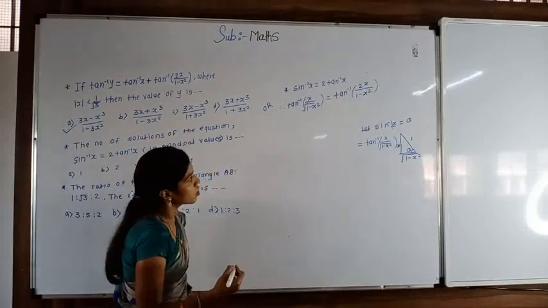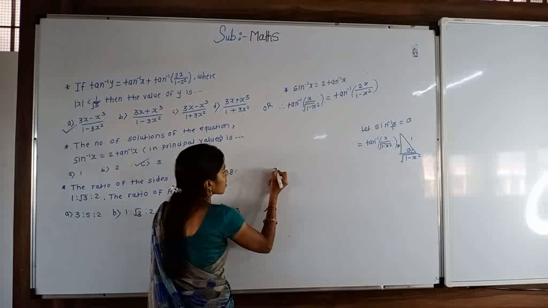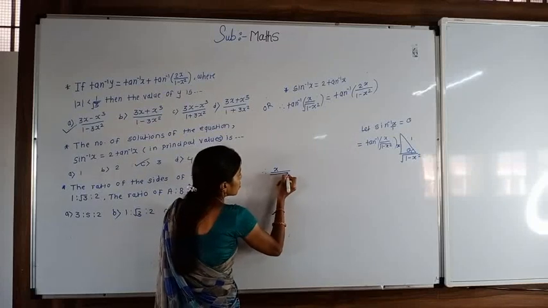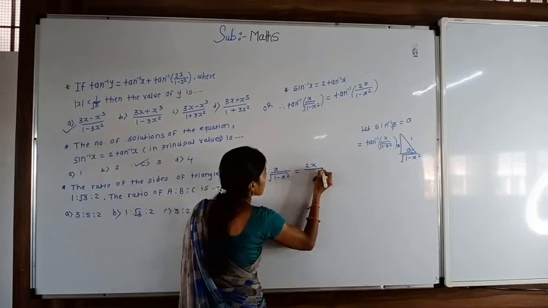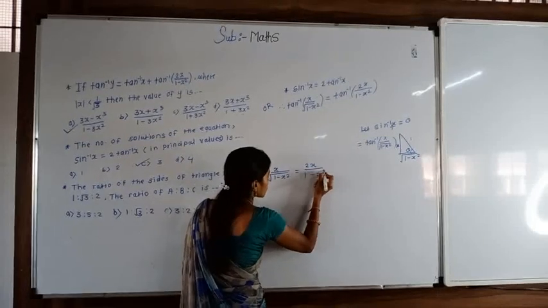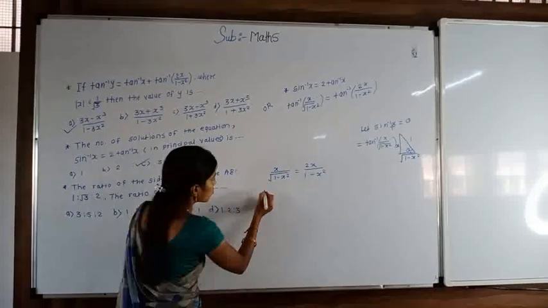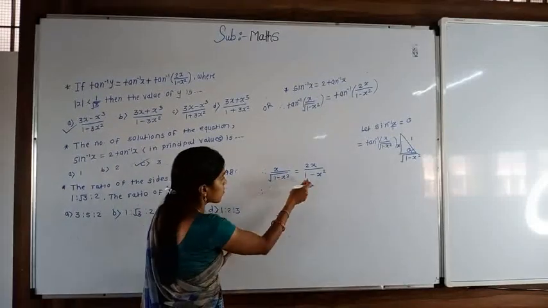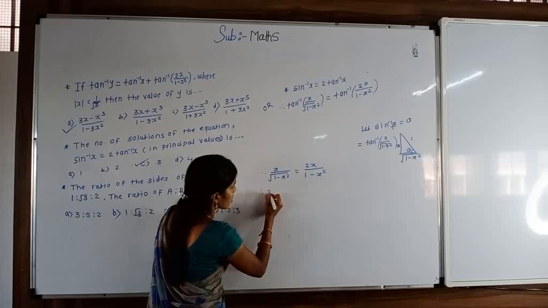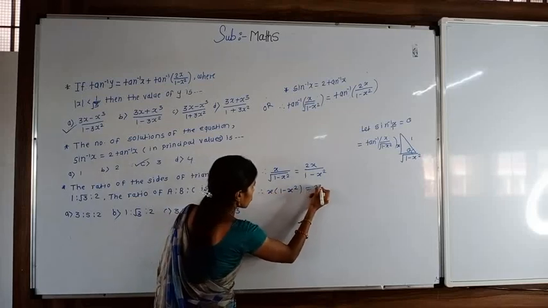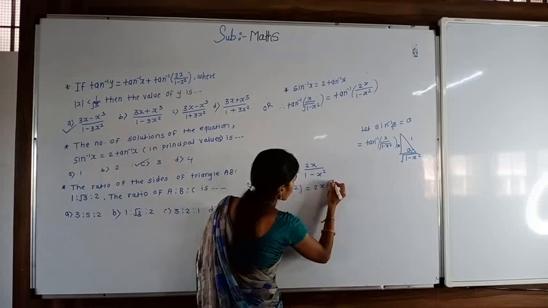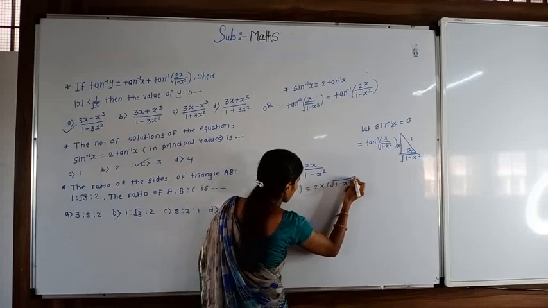Okay. Now first we equate both sides. We can write x divided by root of (1 minus x square) is equal to 2x divided by (1 minus x square). Okay. Now first take cross multiplication of these two terms: x times (1 minus x square) is equal to 2x into root of (1 minus x square).